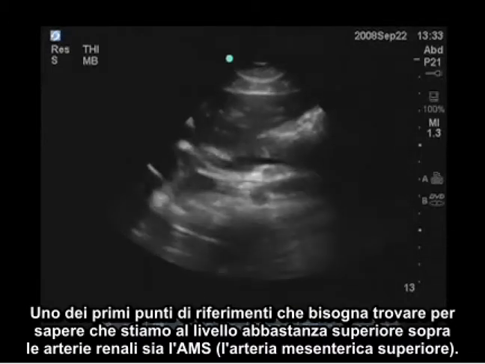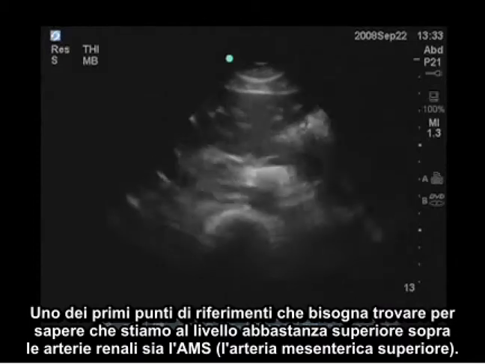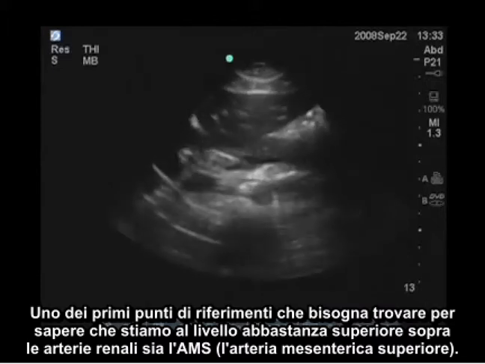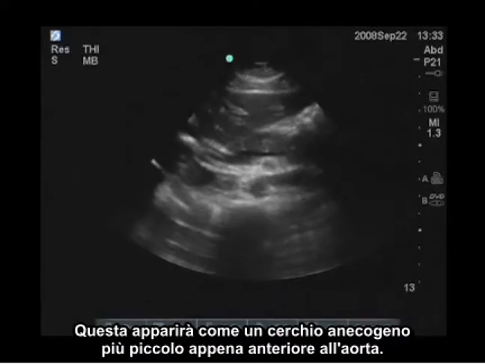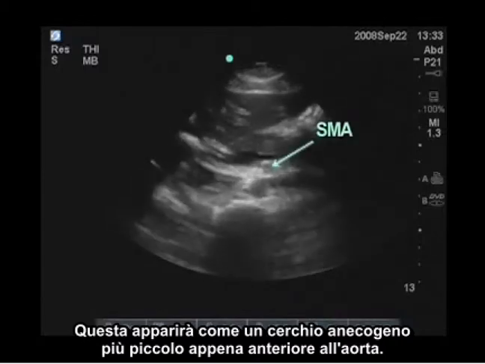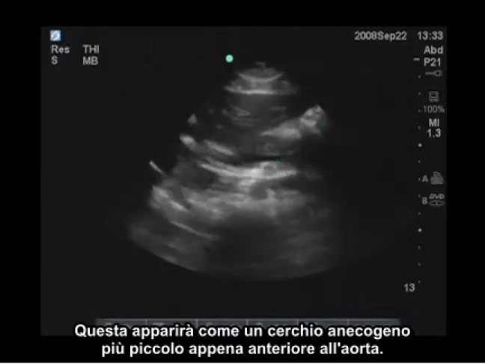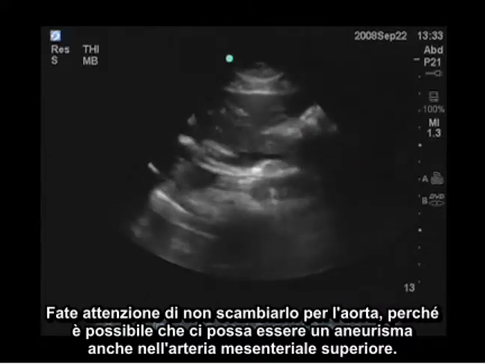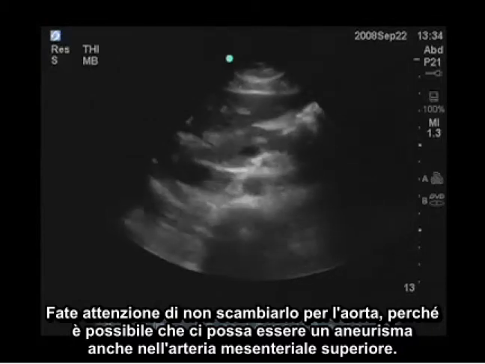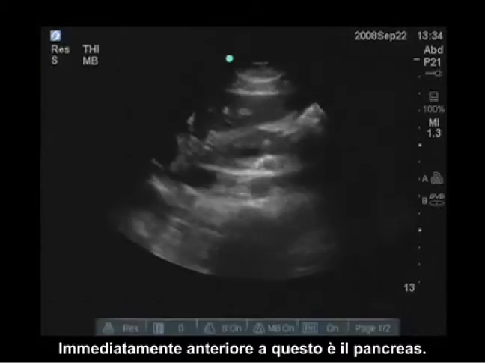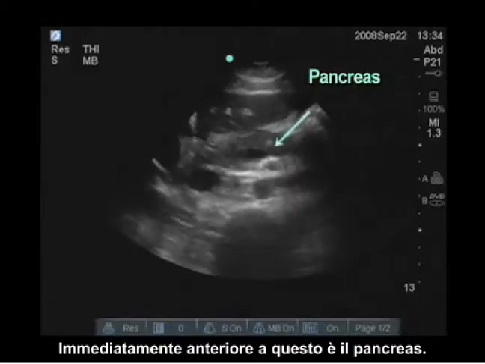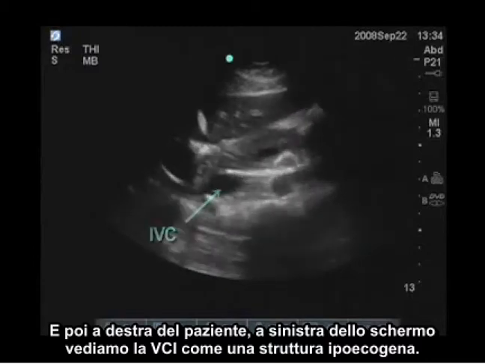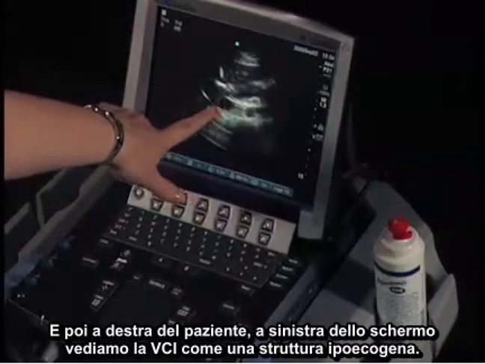The first landmark that we want to see to know that we are superior enough above the renal arteries is the SMA. This is going to appear as a smaller anechoic circle just anterior to the aorta. So just be careful you don't mistake this for the aorta, because it is possible there could be an aneurysm in the superior mesenteric artery as well. Immediately anterior to this is the pancreas, and then to the right of the patient, on the left of the screen, we see the IVC as this hypoechoic structure.